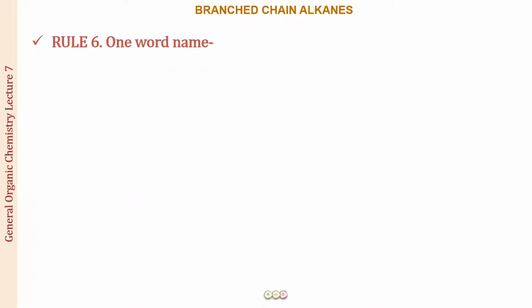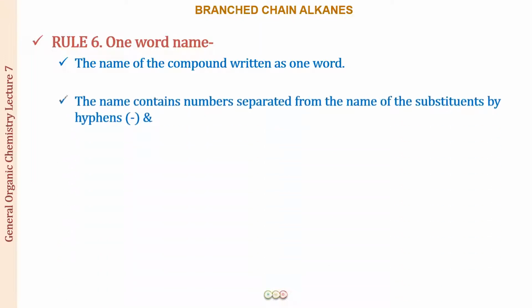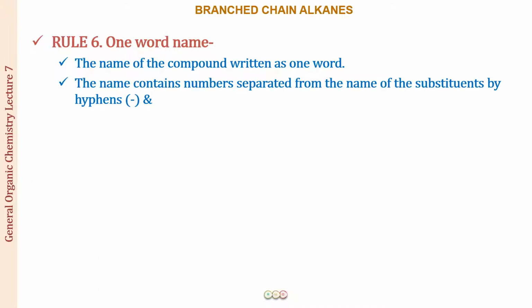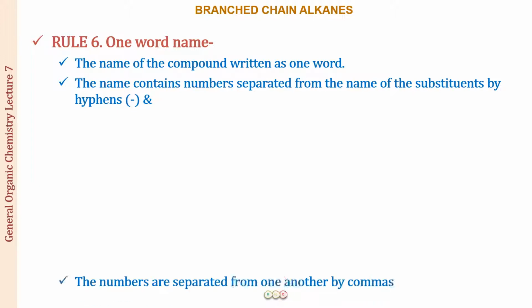So the next rule we have is a one word name. Now let us understand what we mean over here. The name of the compound is written as one word. The name contains numbers separated from the name of the substituents by hyphens. So you have been seeing them in the names earlier. Now I am just putting these things that you have to write the name of the compound as one word. The name, if it consists of any numbers, they have to be separated from the names by hyphens.